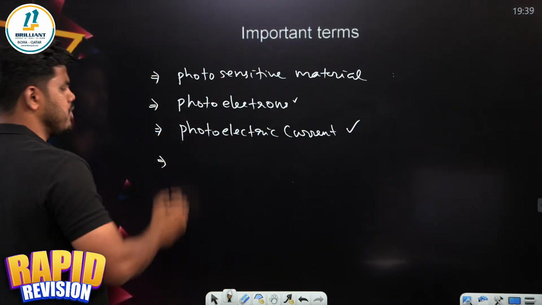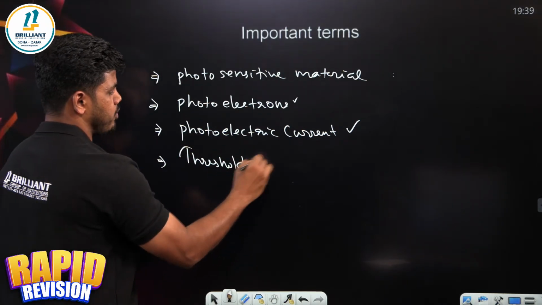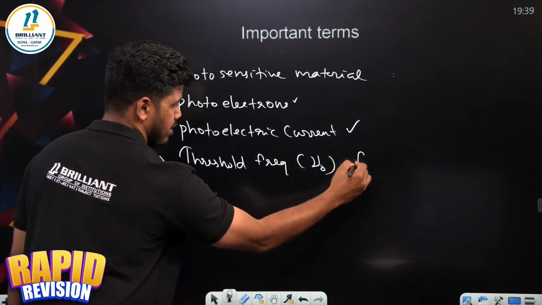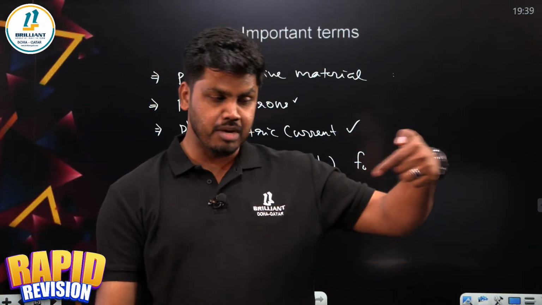Okay, another important term was threshold frequency, right? We know threshold frequency. What was threshold frequency? It is denoted by nu naught or f naught. Threshold frequency is the minimum frequency of incoming radiation.